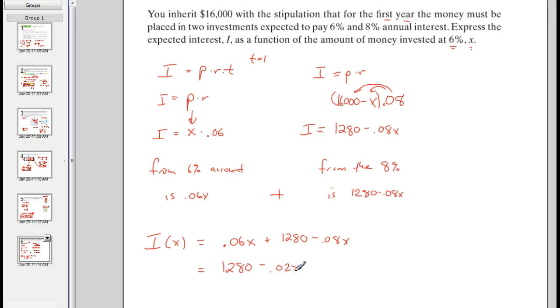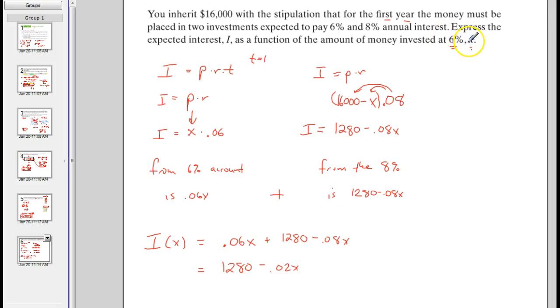Okay, now if you look at it, think about it for a second. 8% is more than 6%. Okay, so this is a line, right? Our maximum amount of interest would be 1,280 if I invested none at 6%. If X were 0, I'm not subtracting anything because that times 0 is 0. Now I would end up with this number.